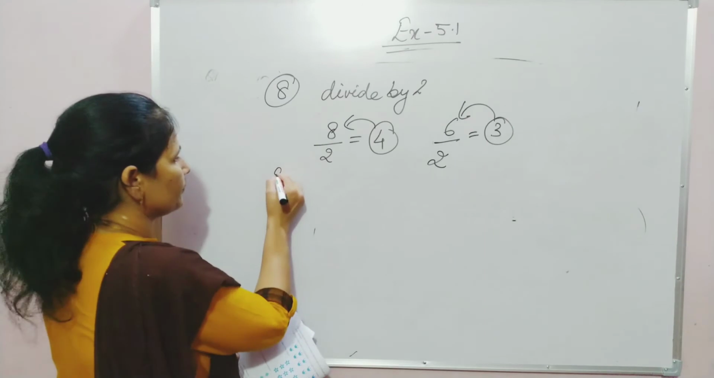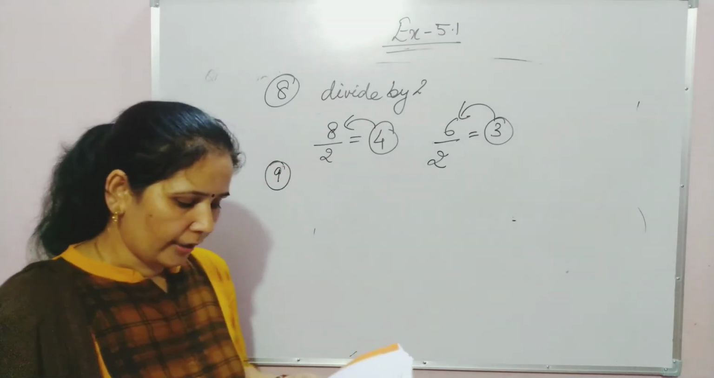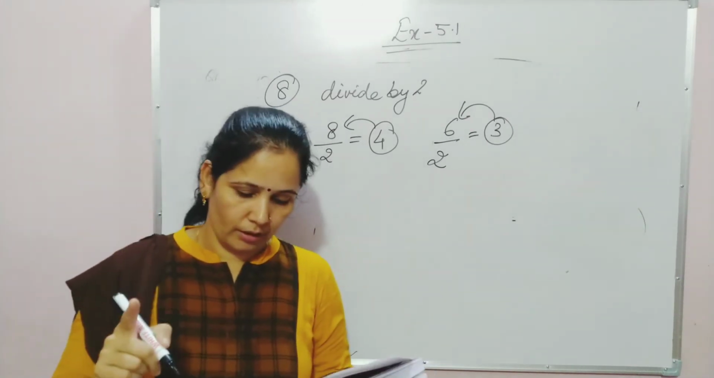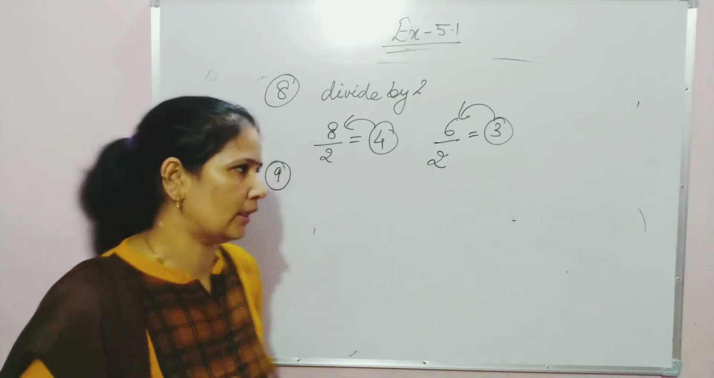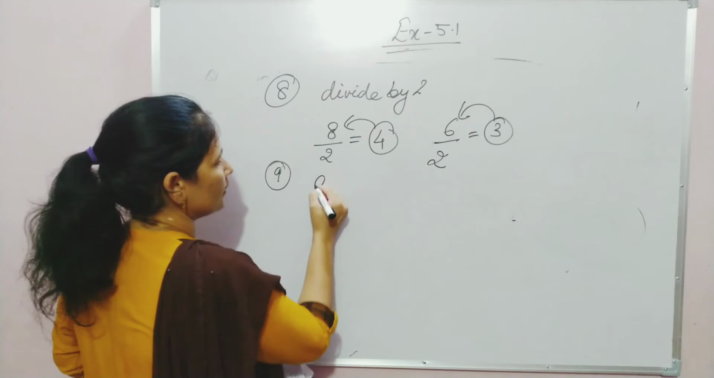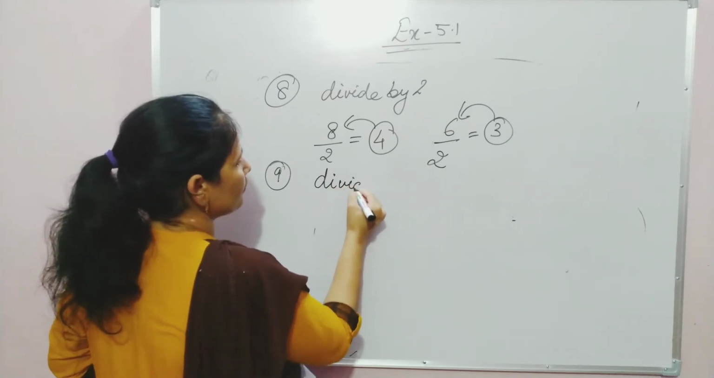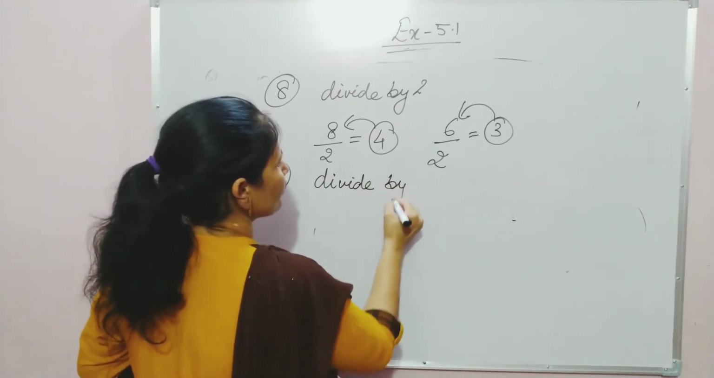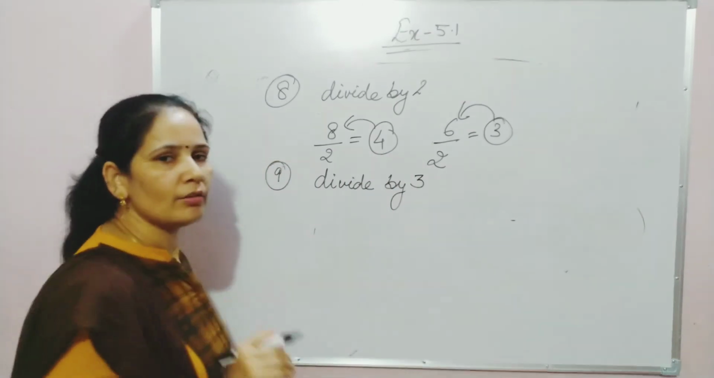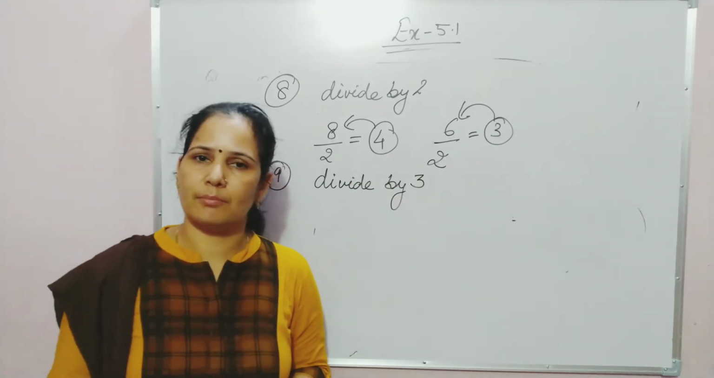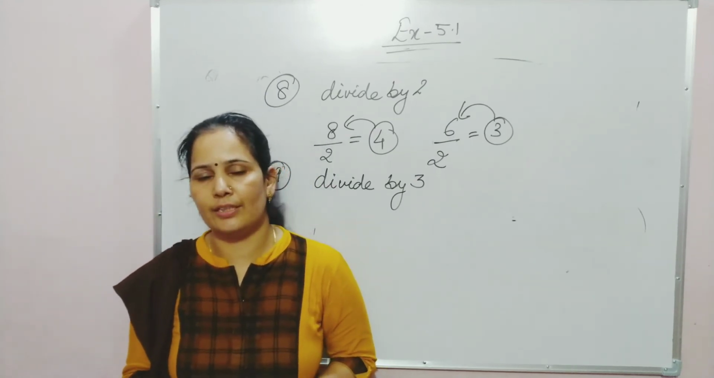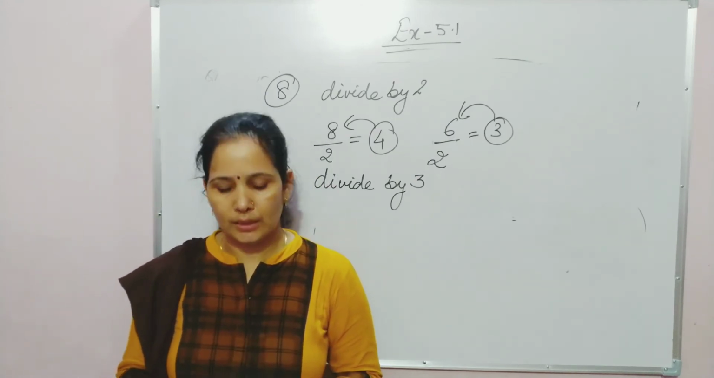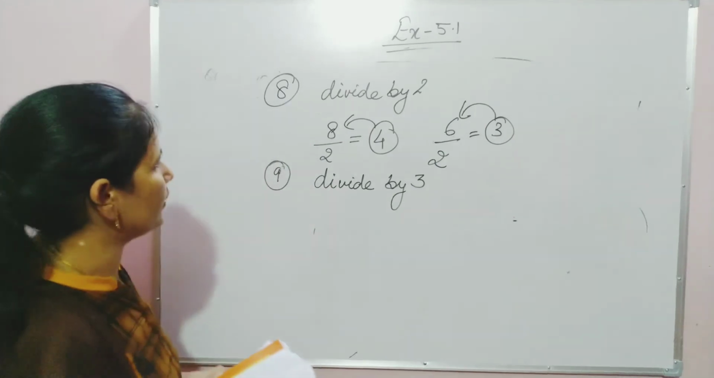Question number 9. If I need to find a third, what do I do? If we want a third, divide the given number by 3. To find the 1/3 of a given number, divide the number by 3. If we divide that number by 3, then easily we get 1/3 of the given number.